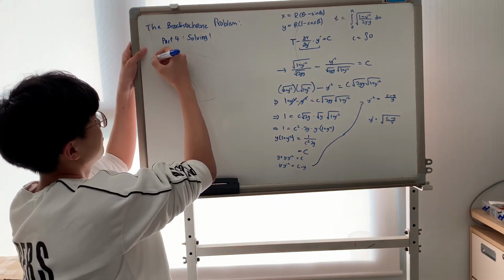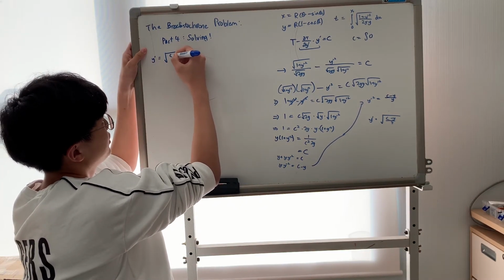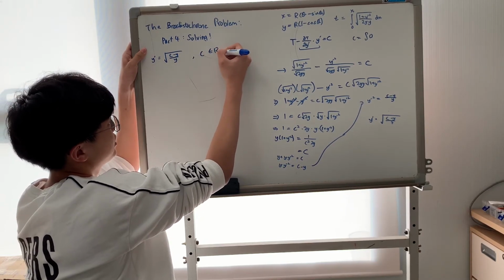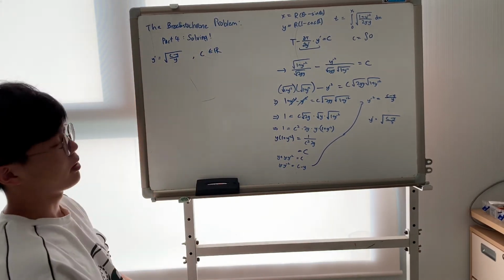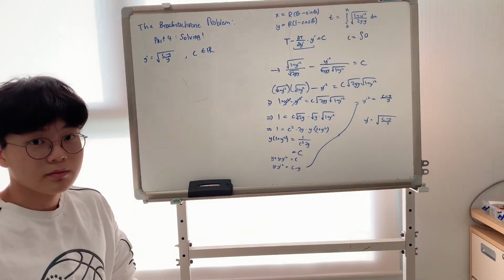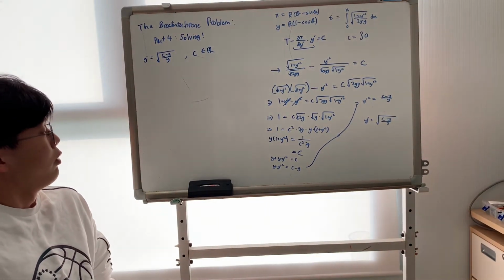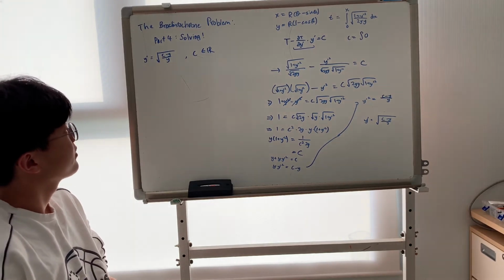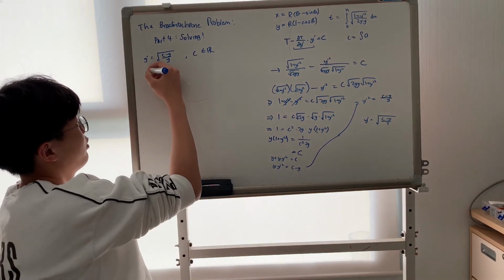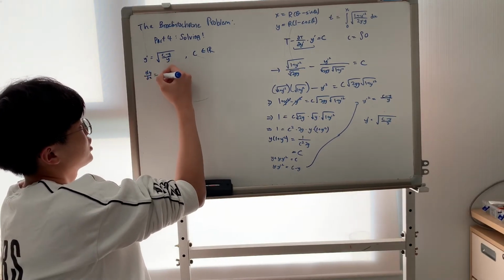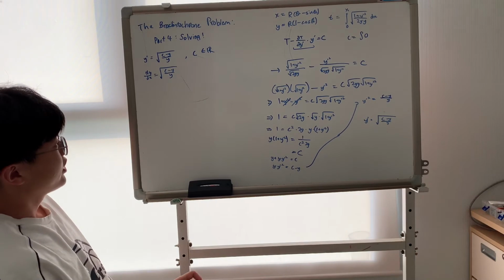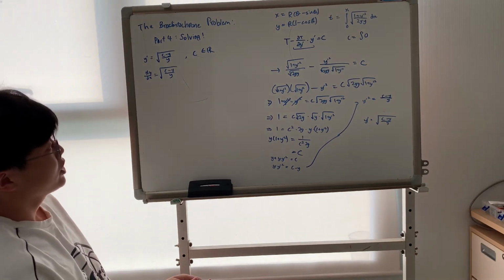So y prime is equal to the square root of (c minus y) over y, where c is any real number constant. And now, what are we going to do in order to solve this? Okay, so we have dy over dx is equal to the square root of (c minus y) over y. And our goal here is to get an expression.